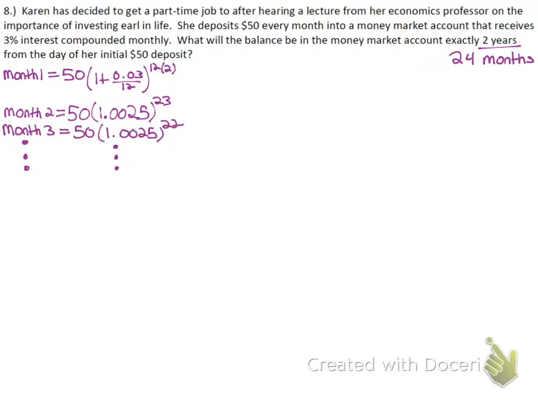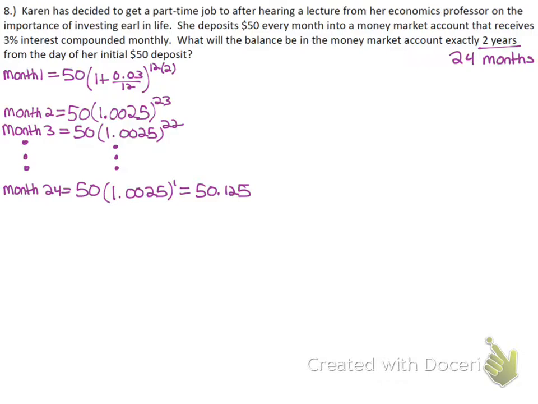Month 3 is going to look very similar. Now we're just raised to the 22nd power. So let's bring this down now to the very end. Month 24, what does that look like? On the 24th month, it is only going to spend 1 month in the investment account. So that's why it is raised to the first power. And this particular value we can calculate on our calculator. When we type this into our calculator, we realize that month 24 is going to be 50.125 in the account.